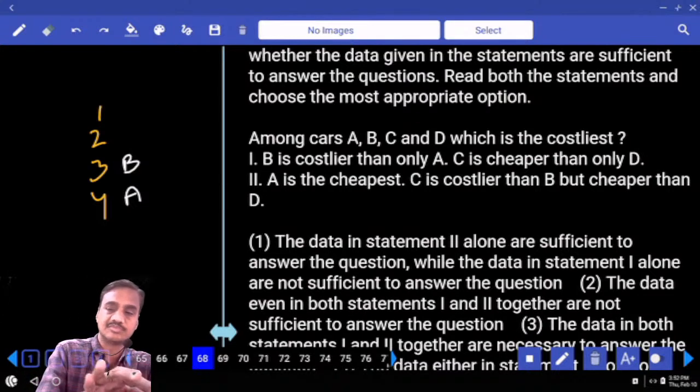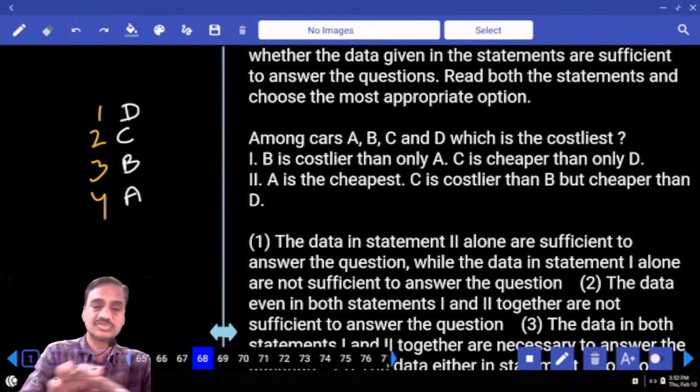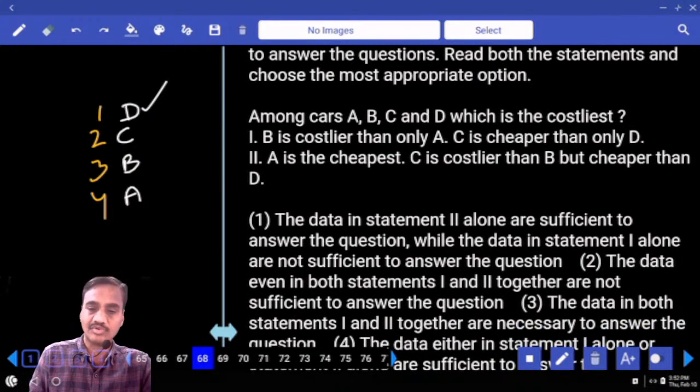And C is cheaper than only D. Now, C is cheaper than only D and no one else. Hence, which is the costliest here? D is the costliest. Is one alone sufficient or not? As of now, one alone is sufficient.